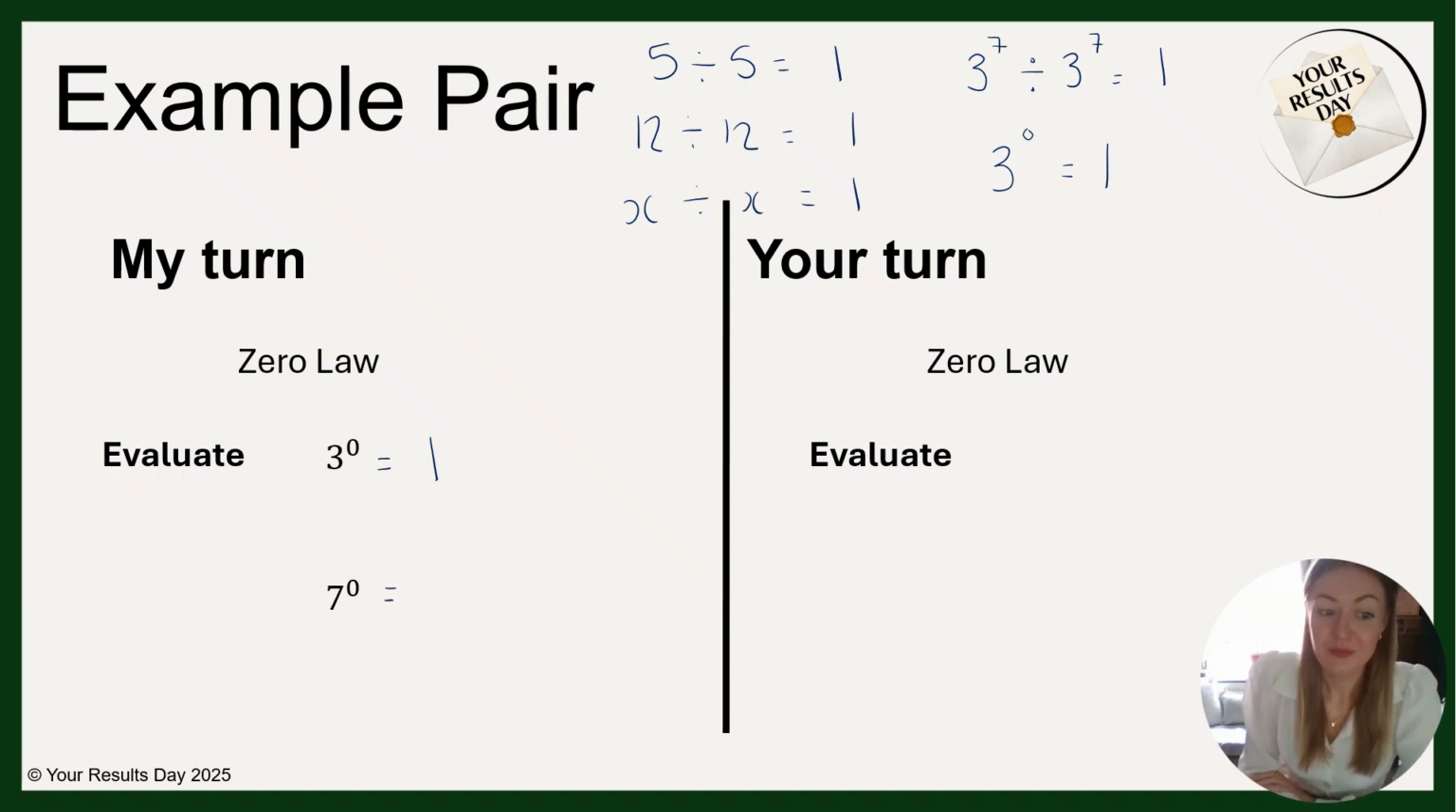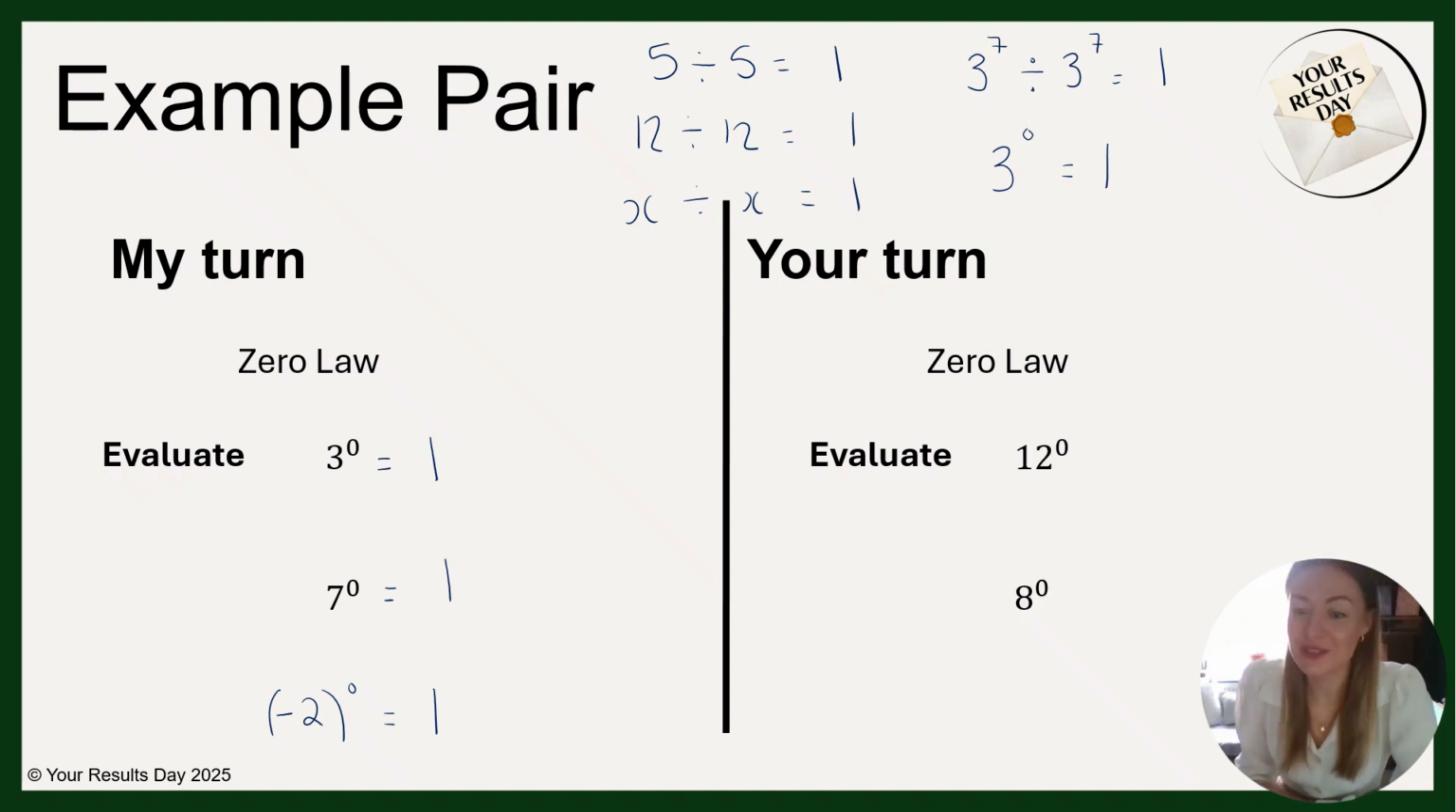For example, 7 to the power of 0 will be 1. I could do -2 to the power of 0. Just remember, if you're inputting something like a negative into a calculator, to pop brackets around it so your calculator doesn't get confused, will be 1. Anything to the power of 0 will be 1, which should make this round really, really easy. In fact, you might not need to pause the video. I'm just going to pause for a couple of seconds because it will be long enough for you to write these answers down.